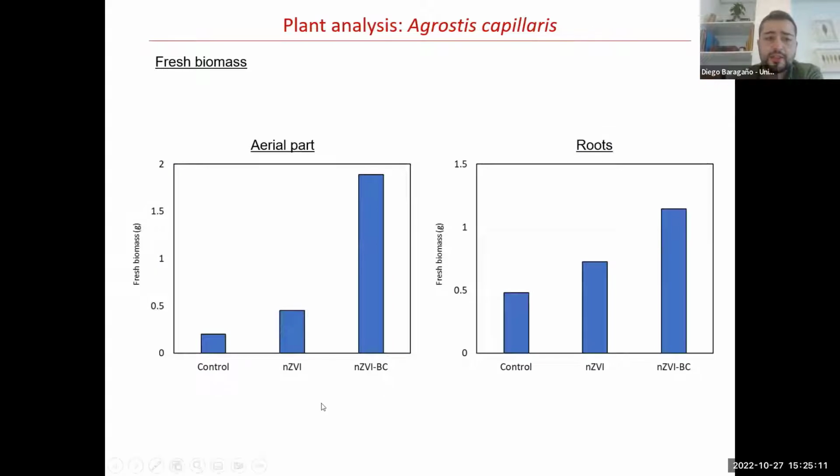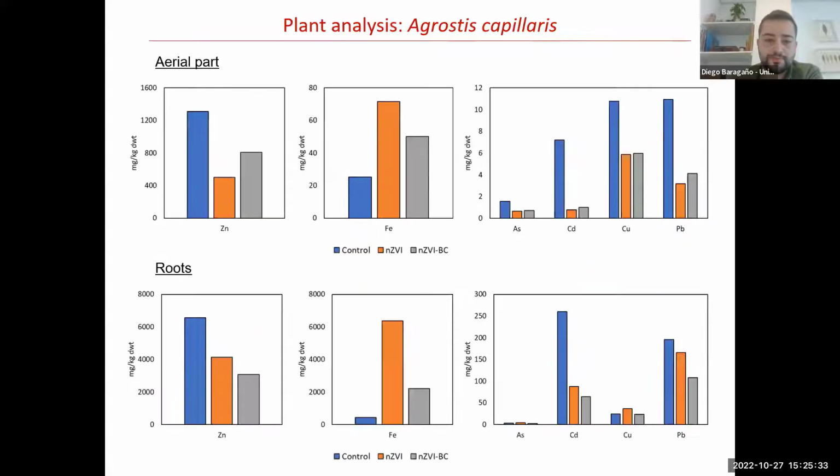And then regarding the fresh biomass, we observed that the application of the nanocomposite increased the fresh biomass obtained from the aerial part and also from the roots. So the plants were growing under better conditions after the application of the nanocomposite instead of nanoiron. That is consistent for us because we are adding nutrients to the soil.